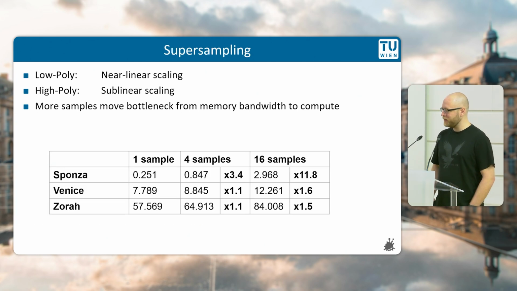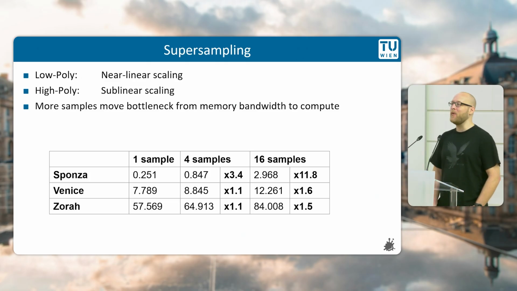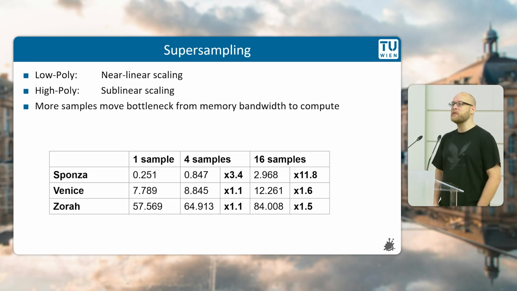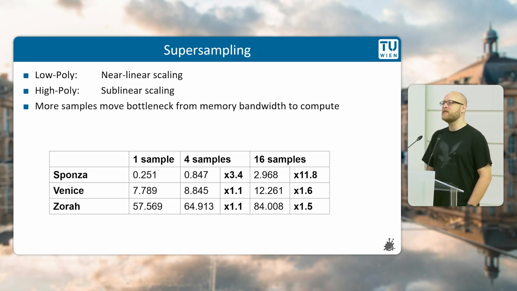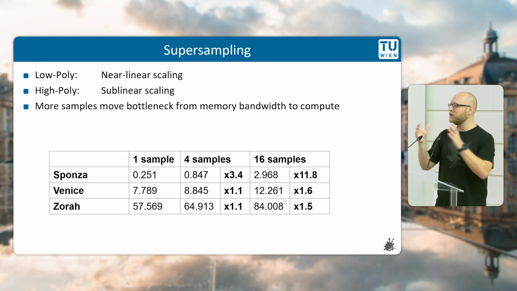Okay. Then maybe one more interesting result here is that supersampling actually performs really well for these scenes for brute force rendering. In Sponsor, not so much, but in Venice and Sora it does. So if we take 16 samples per pixel, we're only about 15 to 60% slower. And that is because we have pixel-sized triangles, so we don't need much compute power to render them. And if we increase the samples per pixel, we're effectively increasing the triangle size, have more fragments, and we gradually shift the memory bandwidth to compute bottleneck.